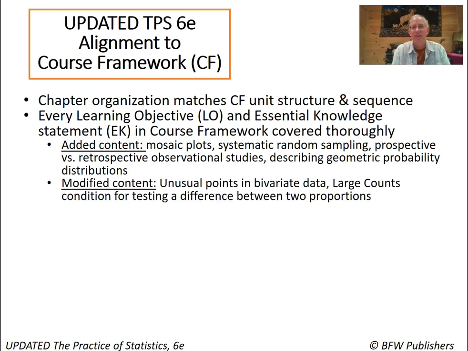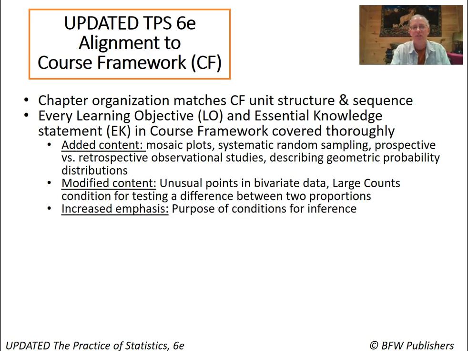Some modified content based on the course framework: unusual points in bivariate data, outliers, influential points, and now high leverage points, as well as how we check the large counts condition for testing a difference between two proportions. We use the pooled or combined estimate now.